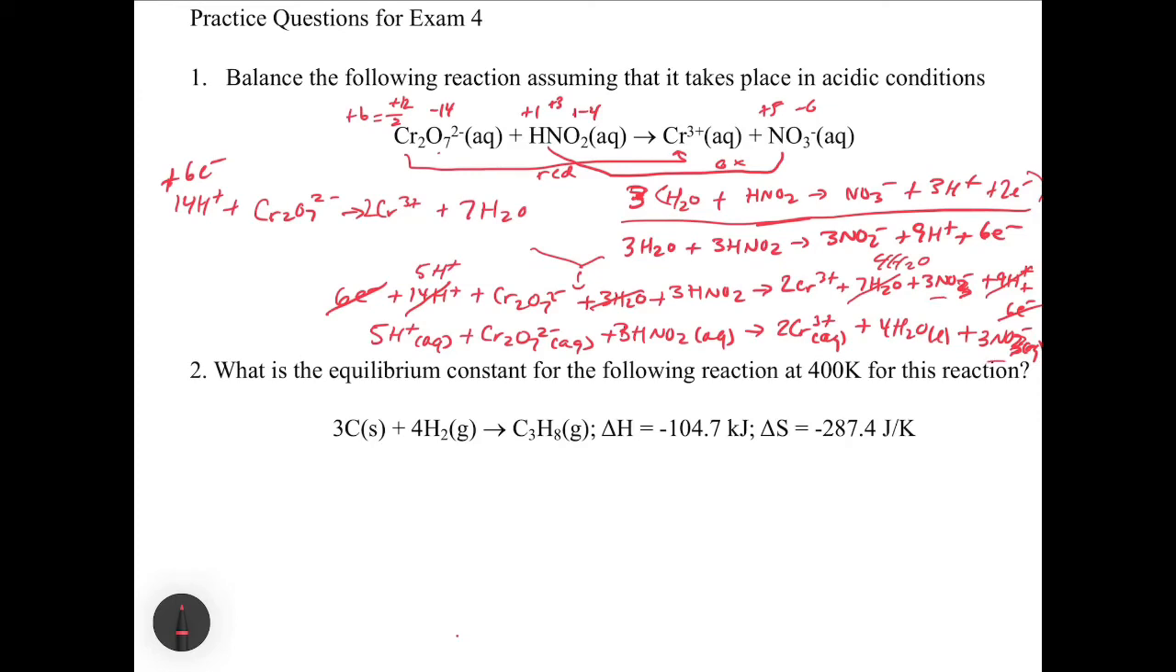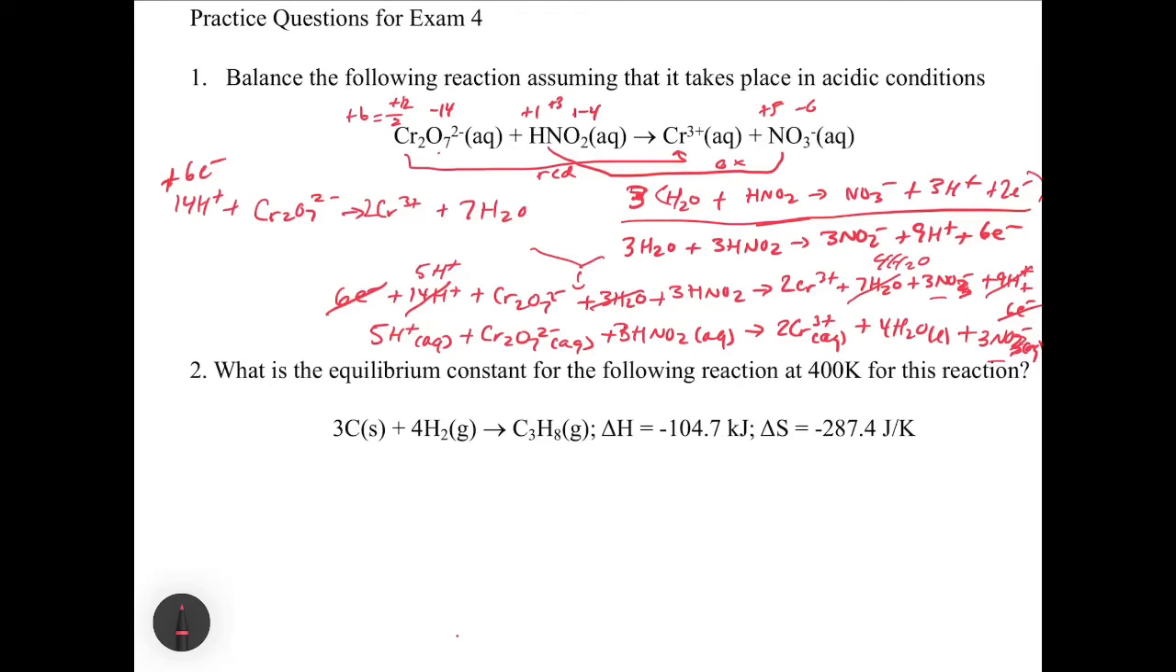Okay, so now for the last one, it says, what is the equilibrium constant for the following reaction at 400 Kelvin? So it gives 3 carbon plus 4 H2 gives C3H8. Then it gives us some thermodynamic data. Delta H is equal to minus 104.7 kilojoules. Delta S is equal to minus 287.4 joules per Kelvin. So we have to recognize that we're going to need 2 different equations for this.